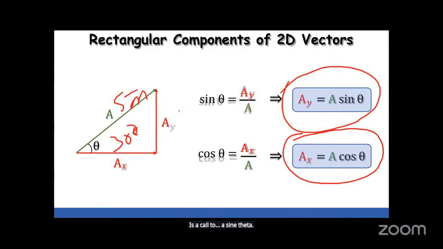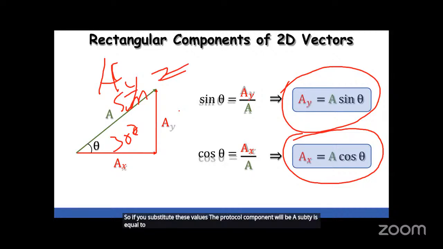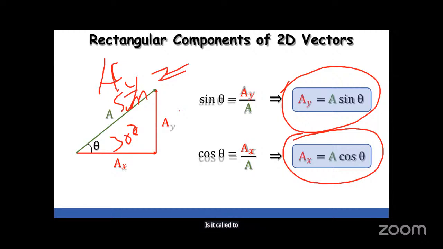So if we substitute these values, the vertical component will be A subscript Y is equal to A, which is 5, sine theta, that is sine 30 degrees. So 5 sine 30 degrees will give us what?